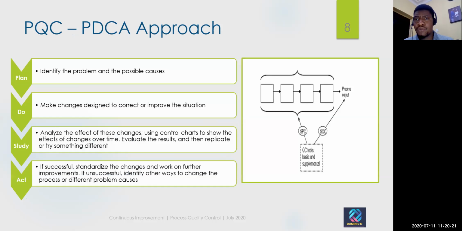So there's a PDCA approach for SQC and SPC. I always like to bring this in because this is what it's about.